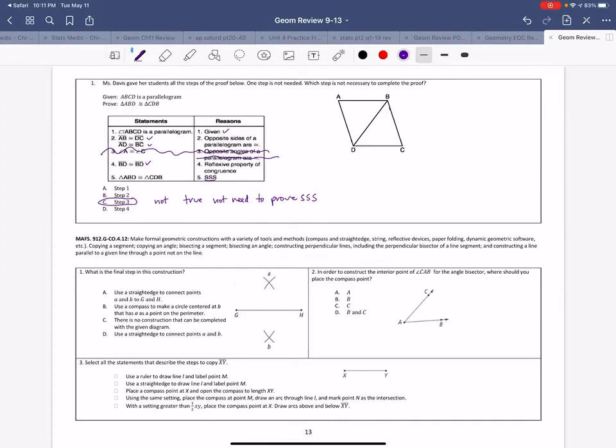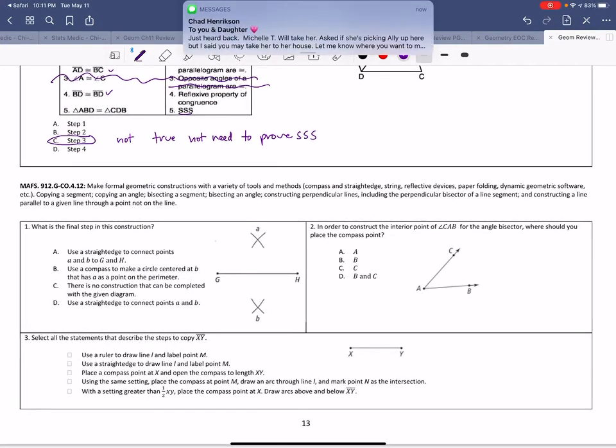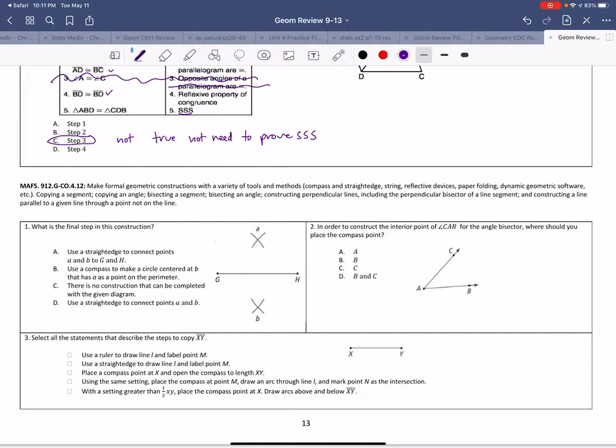Okay. Next learning goal. It starts here on page 13, so let's dig in. It says, make a formal geometric construction with a variety of tools and methods: compass, straight edge, strings, reflective devices, paper folding, dynamic geometry software. Copy segments, copy angles, bisect segments, bisect angles, construct perpendicular lines, including perpendicular bisectors, and construct lines parallel to those. Okay, so we've done this all year.